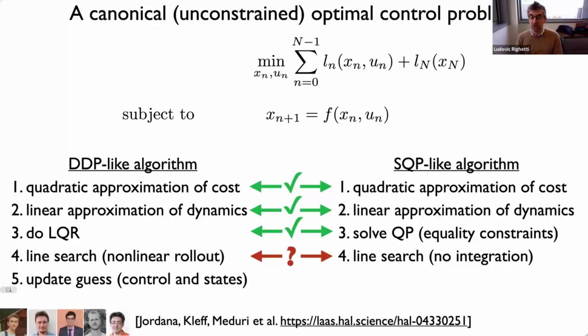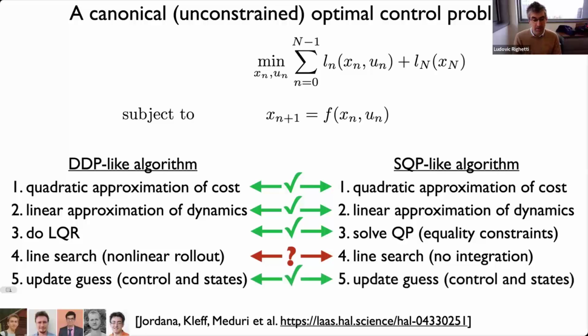Here we don't do that, but that's another thing. When you do a nonlinear rollout in DDP, the moment you do that, you lose the guarantee that you have a descent direction. So you don't know if you actually have a descent direction. So you lose some of the convergence properties of your algorithm. If you don't do a nonlinear rollout, but you do a linear rollout, you basically are doing SQP. So you have all the guarantees of convergence that come with SQP. And then you update your guess, and that's the same thing.